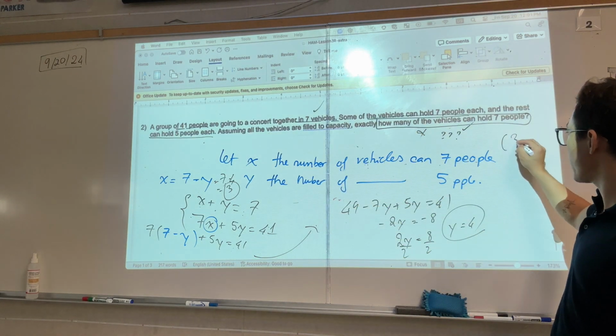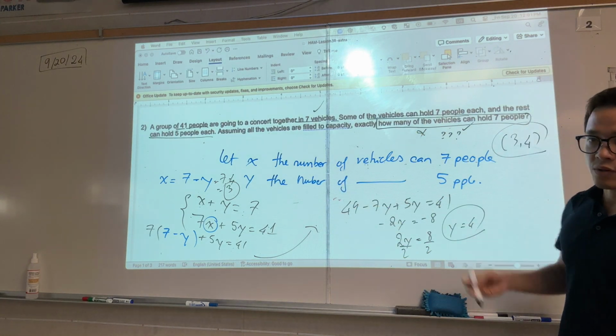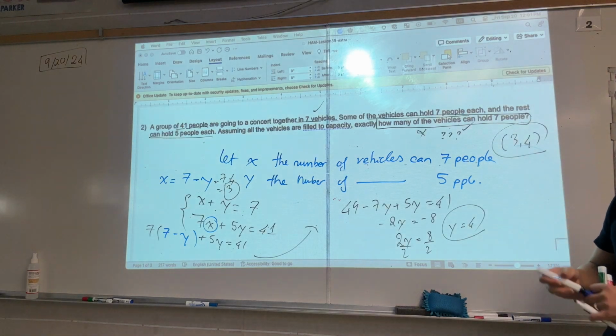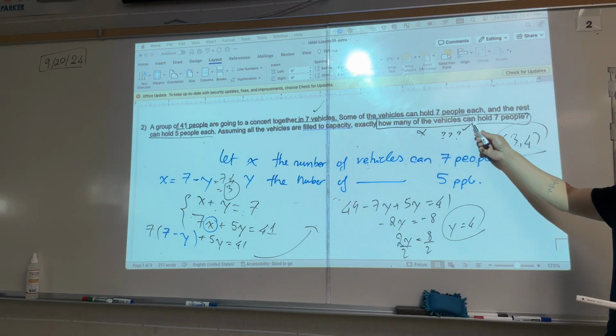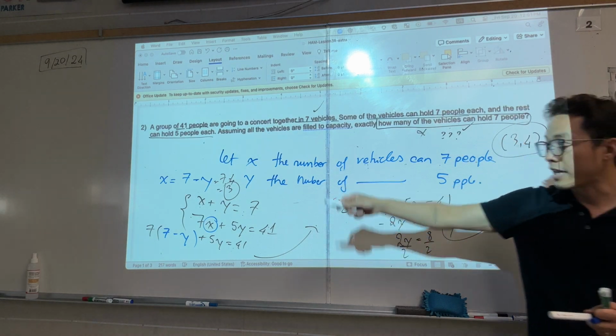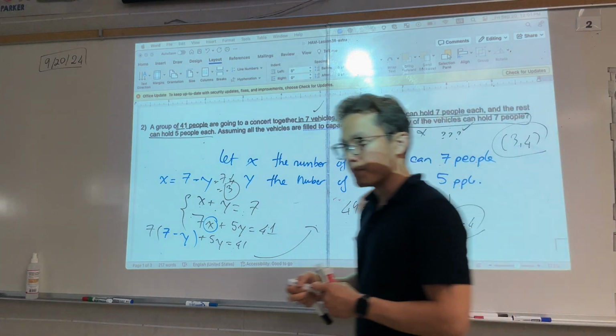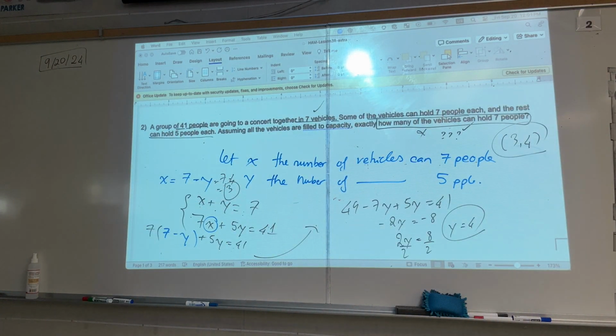Or you can just write 3, 4, that's fine. I know what you mean, okay? But also be aware of the question they're asking you. Like how many vehicles can hold 7? That means they only ask you for the x. Any question? A lot of you got this one right.